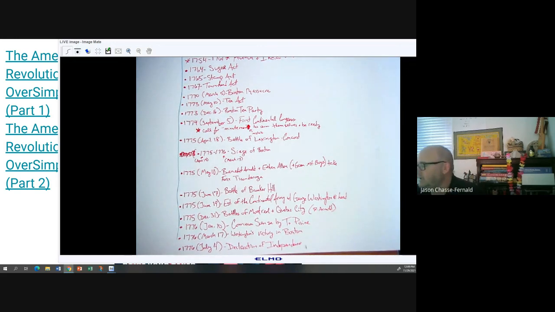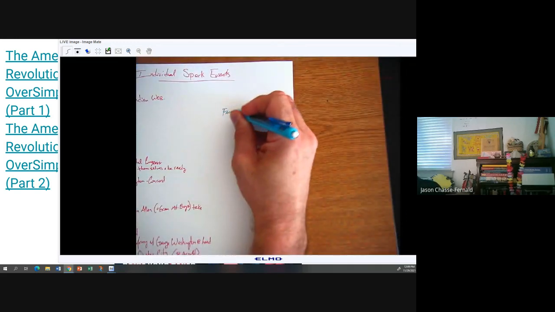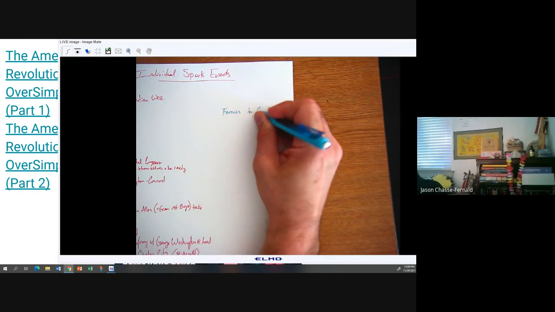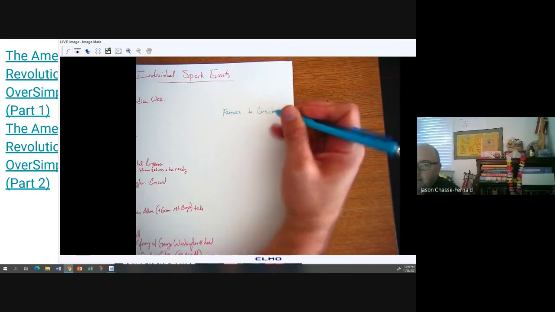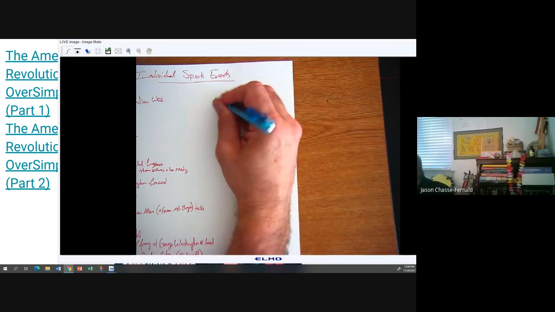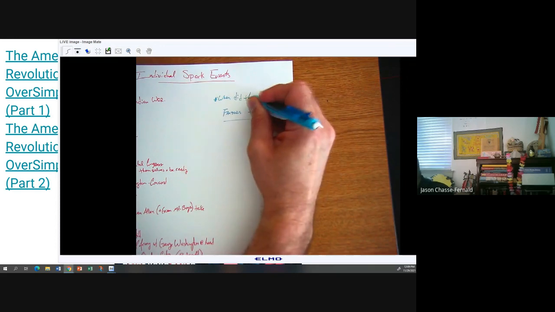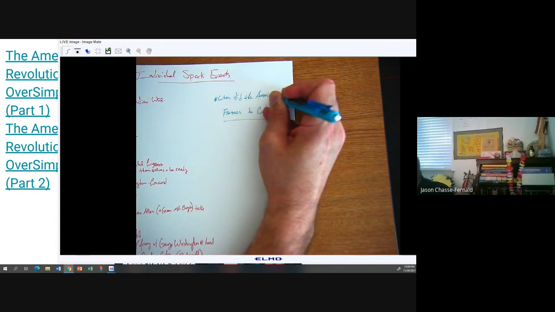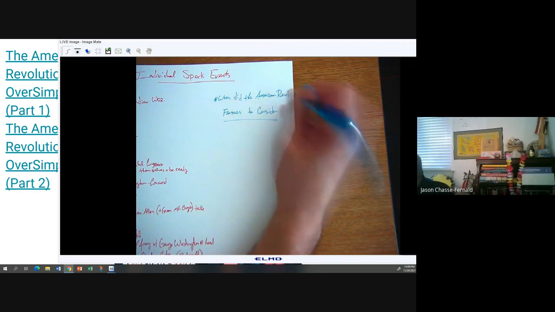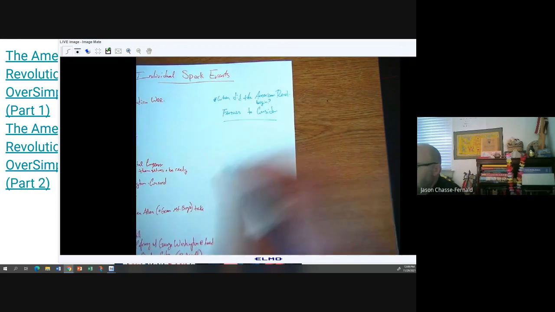Right? And if that's not clear enough for you, let me clarify a little bit here for you. All right. So let me give you a couple of factors. All right, factors to consider. So I guess the question is when did the American Revolution begin? When does the American Revolution begin?